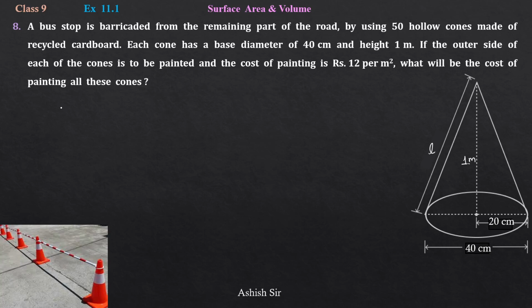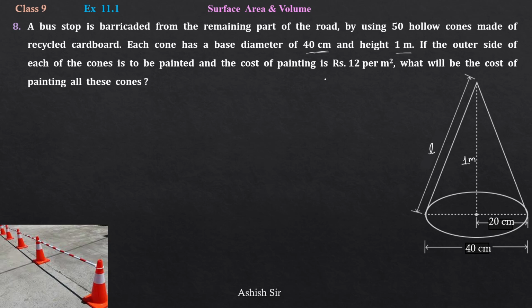Hi, here we have a question from 11.1. A bus stop is barricaded from the remaining part of the road by using 50 hollow cones made of recycled cardboard. Each cone has a base diameter of 40 centimeters and height 1 meter. If the side of each cone is to be painted and the cost of painting is rupees 12 per meter square, what will be the cost of painting all the cones?